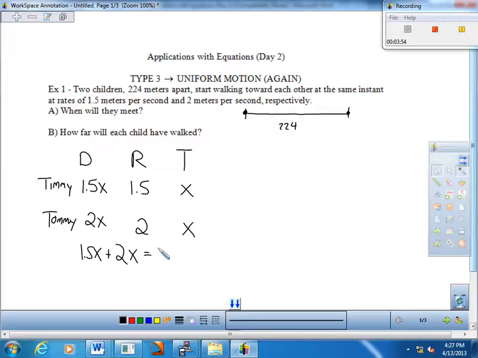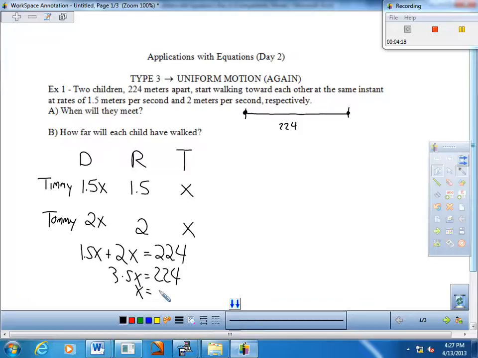In total, they're going to walk 224 meters. So again, just certainly one way to pull this off here. Kind of allows us to create a nice simplistic equation. Going to combine these together. And of course, I do get 3.5x equals 224. And I can fit it in down here.